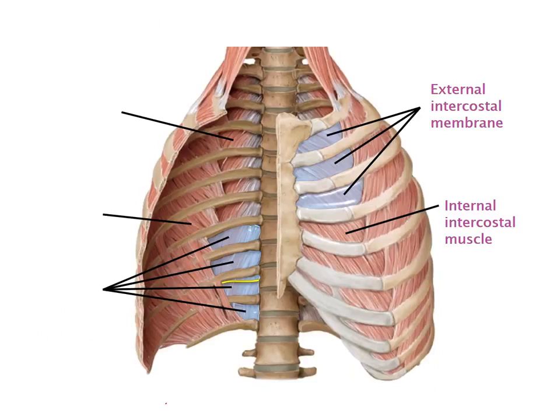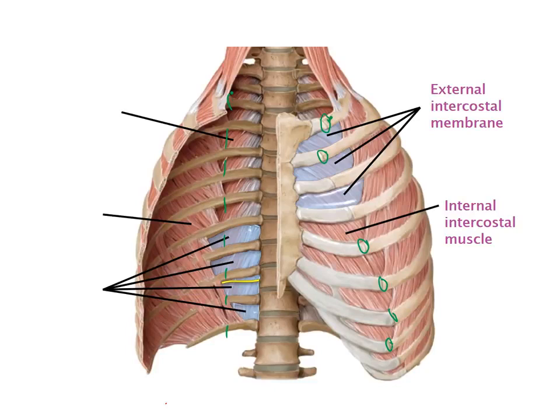The external intercostal muscles occupy the intercostal spaces from the tubercles of the ribs posteriorly, roughly in this location here, to the costochondral junctions anteriorly. Here's a true costochondral junction, and notice how close the external intercostal muscles are to these junctions, especially in the lower aspect of the thorax.